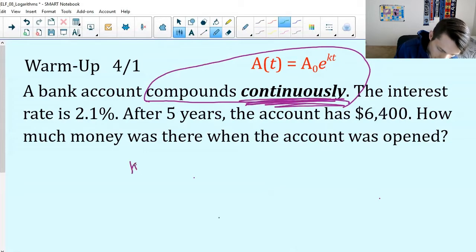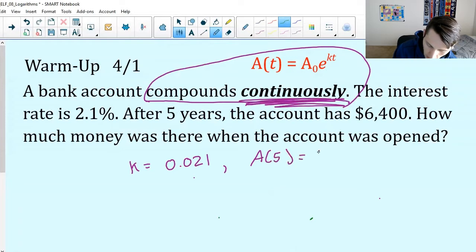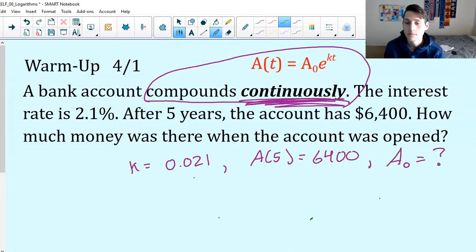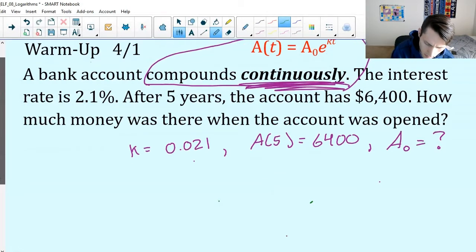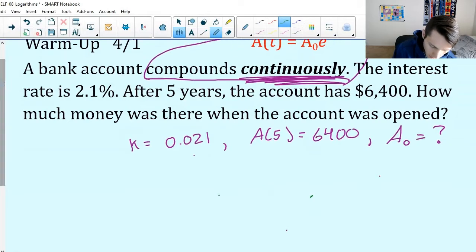So, k is 0.021. After 5 years, so I know if I plug in 5, the account will have $6,400. And the initial amount, I don't know. Okay, that's what we're trying to figure out. So this is actually slightly different from what we've done before. All right, so let me set up my formula. A of t equals A0 e to the k times t.